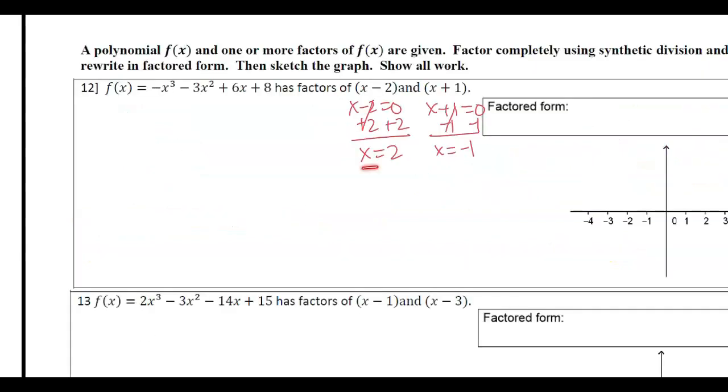I'll just take 2 to start off. It doesn't matter which one you start with. If you start with -1, you're going to get the exact same answer. We're going to start with 2, and I'm going to take all of the coefficients and put them in that top row: -1, -3, 6, and 8.